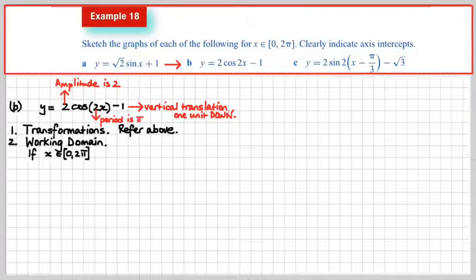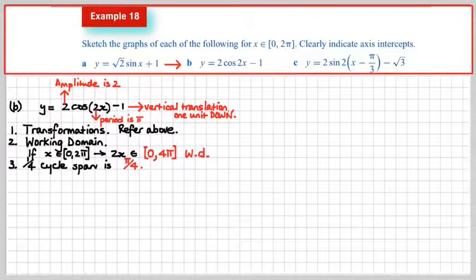Okay, that's 2x. So we know that if x goes from 0 to 2 pi, which it does, they told us that up there, then 2x has got to go from 0 to 4 pi. So that is the working domain, ladies and gentlemen, that we must use, because this is cos of 2x. That's the working domain we've got to use to work out all our x-intercepts. I'll show you.